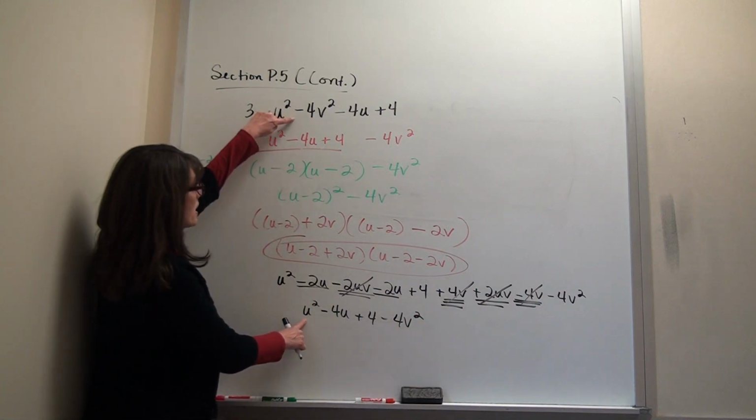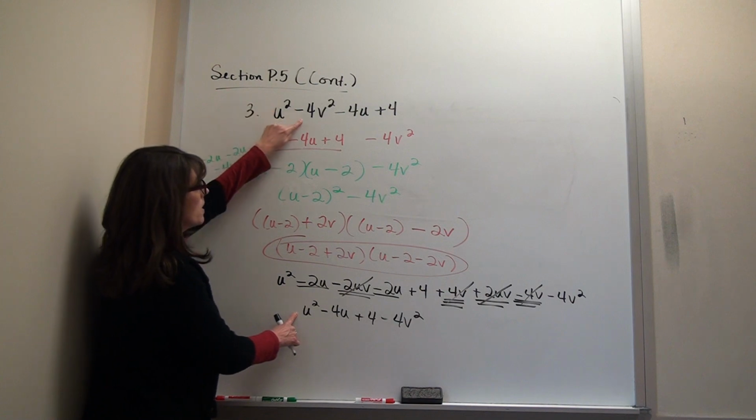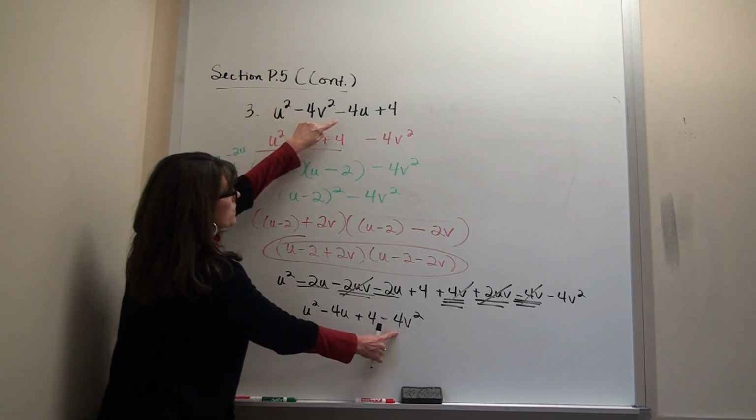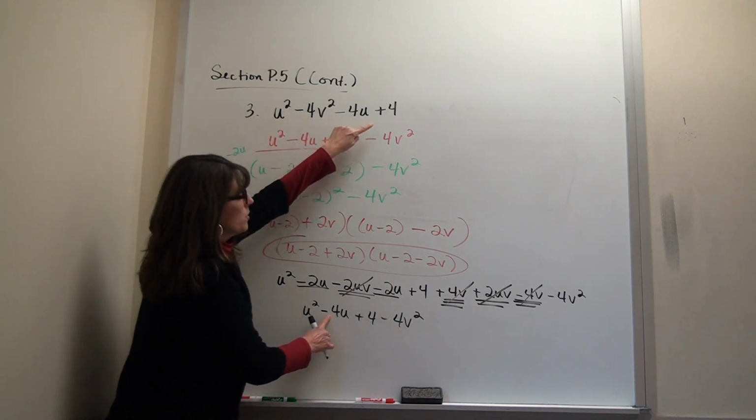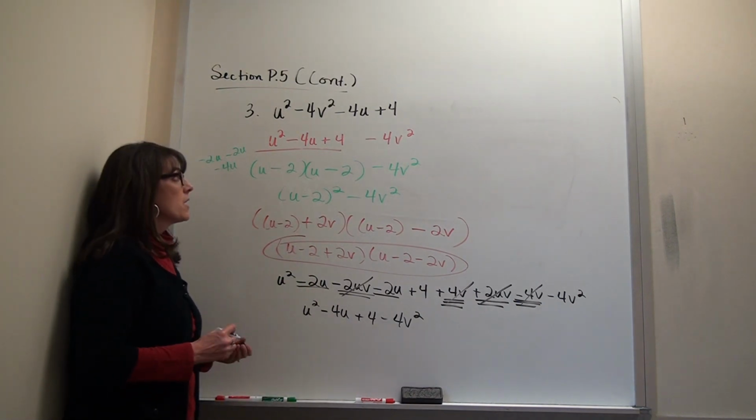Notice that this is exactly what I started with. Well, not exactly, but I have a positive u squared minus 4v squared, minus 4u, and a plus 4. So this is in fact the correct way to factor it.